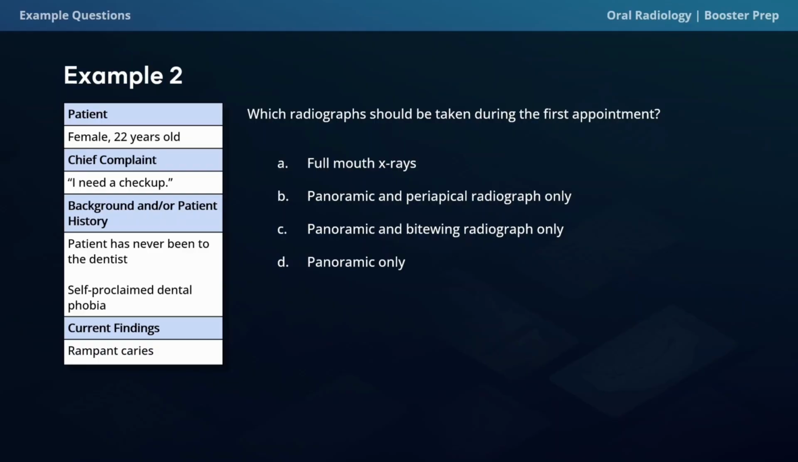So our options are A, full mouth x-rays, B, panoramic and periapical radiographs only, C, panoramic and bitewing radiographs only, and D, panoramic only. The correct answer for this question is A, full mouth x-rays. So in this case, a key piece of information is that the patient is new and they present with rampant caries, which raises concerns about generalized oral disease. So a full mouth series would give us a complete picture of all the teeth and would help us come up with the best treatment plan for our patient.